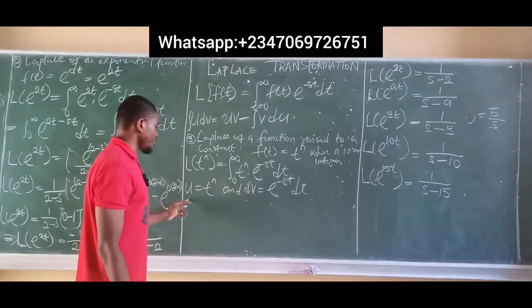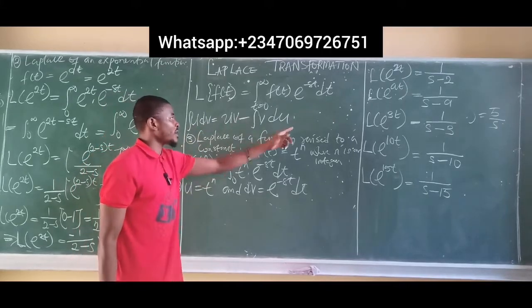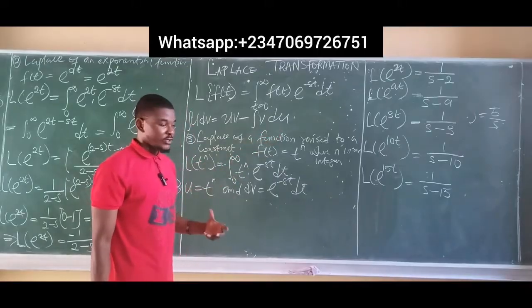Alright, so this is dv, the whole of this exponential minus st dt, that gives you dv, and of course u is equal to t to the power of n. The given function becomes what? U. Now from the formula, we need to find what? V, and we need to find the du. How do you find the du?